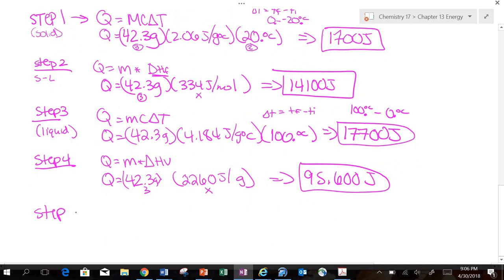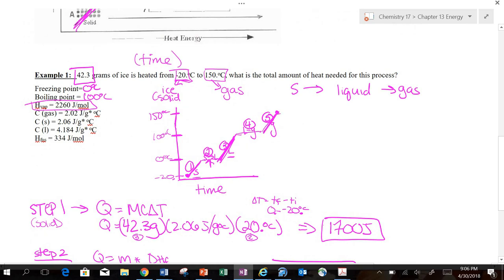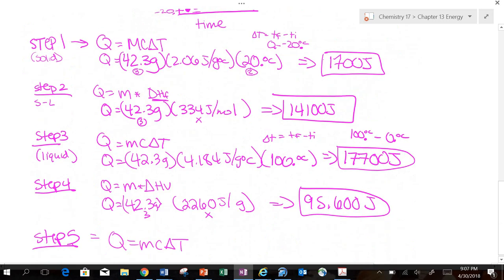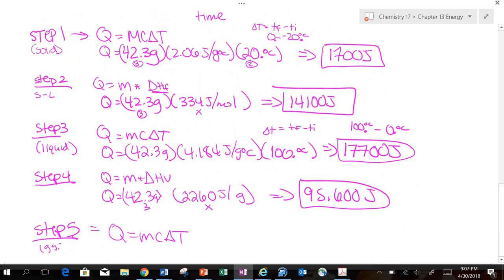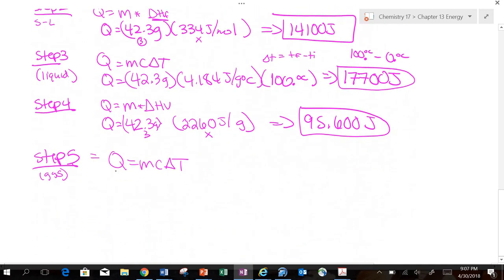Last is step 5, so let's go up and find step 5. In step 5, we see a change in temperature, so automatically we know it's Q equals MCΔT. We're talking about a gas, so this time we find our constant for a gas of water: 2.02. The 42.3 grams doesn't change.